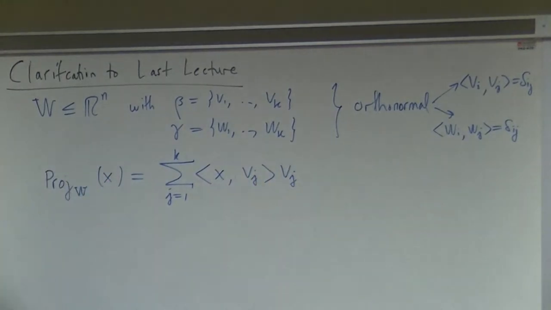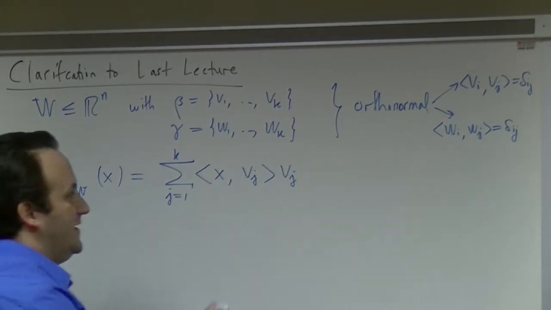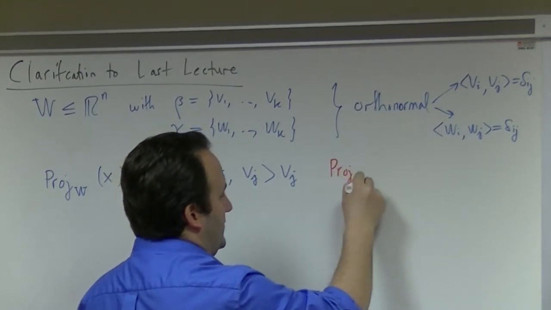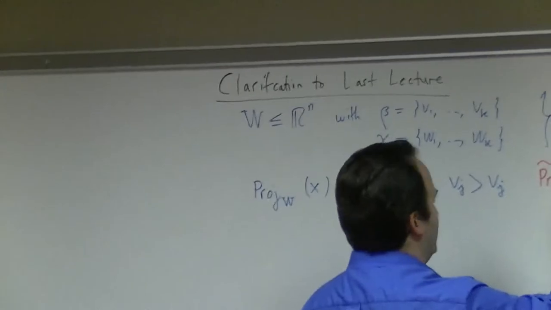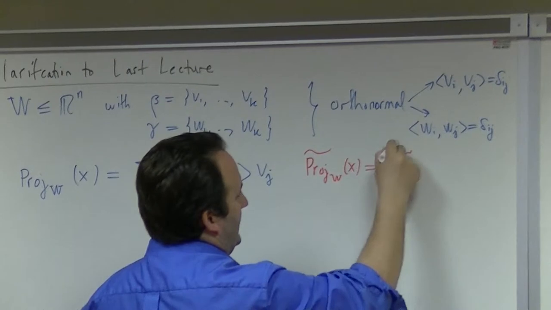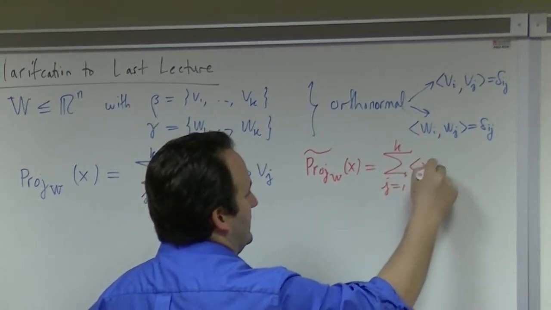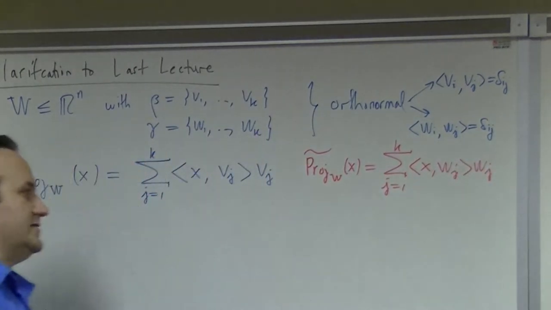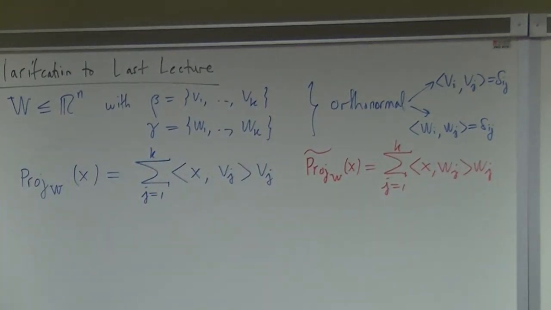But as I said, there's a question: why does it give you the same thing if you use the other basis? I don't want to assume the point, so we need to come up with a different notation for the other basis. Let's say, just for temporary purposes, the projection onto W, with a tilde for the other basis, is the sum j equals 1 to k of the inner product of x with wj, times wj. So the question is, why is the projection equal to the tilde projection? And why are these in fact the same function?